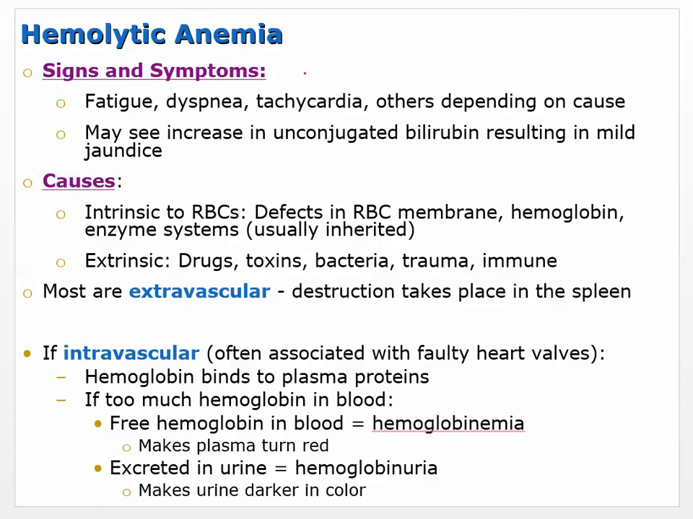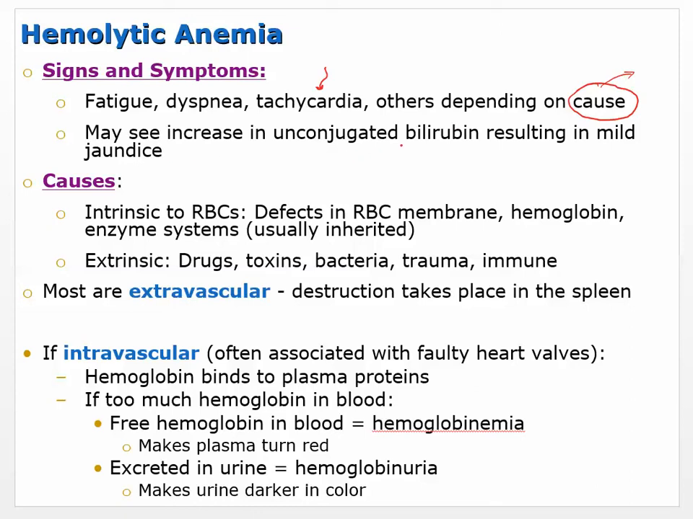All right, so what are the signs and symptoms? The signs and symptoms are the same as for any kind of anemia. Fatigue, dyspnea, so usually that's going to be a more rapid breathing rate. Tachycardia, the heart's trying to compensate by beating faster, and others depending on whatever's causing it. So if it comes from something like a leukemia, you're going to see all the signs and symptoms associated with leukemia.